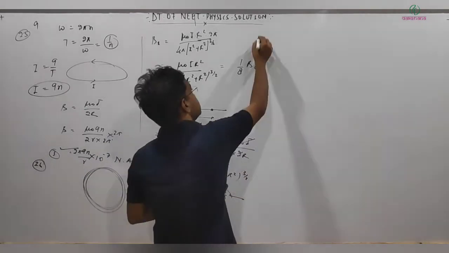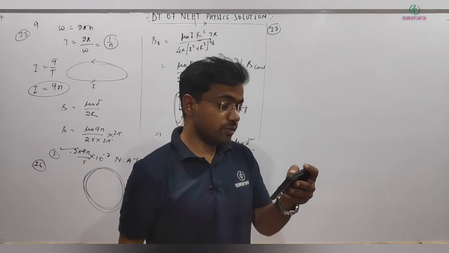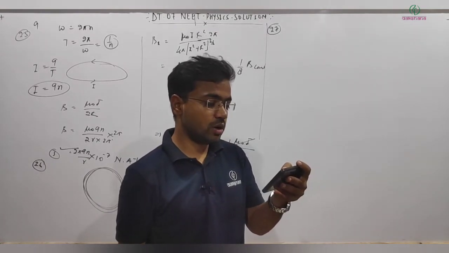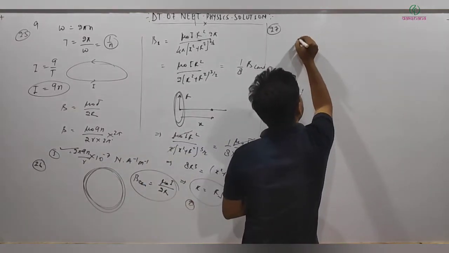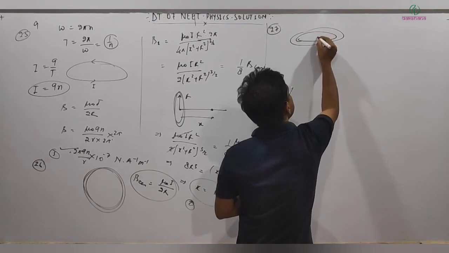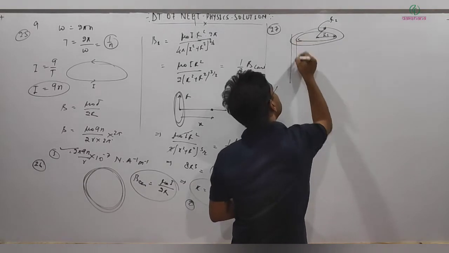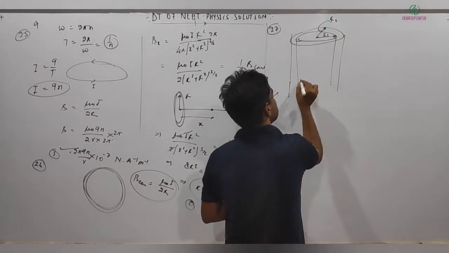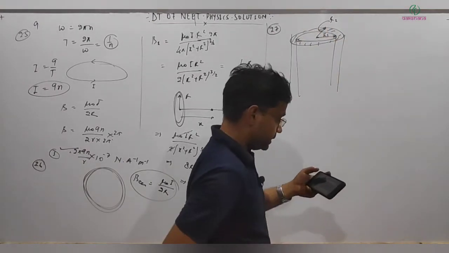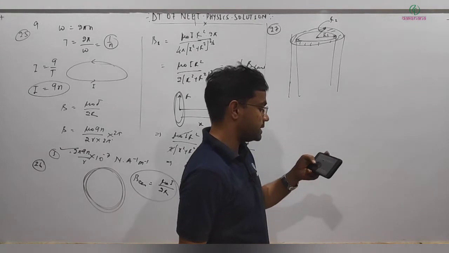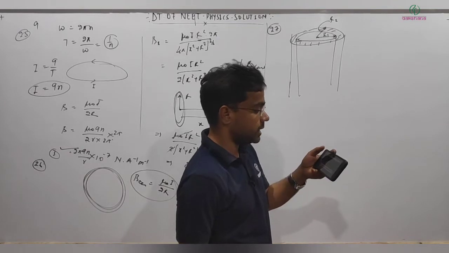Okay, next question number 27. A current I is uniformly distributed over the cross section of the long hollow cylindrical wire of radius R1. Okay, so we have a hollow cylindrical wire like this, inner radius R1, outer radius R2, and current is uniformly distributed over this cross section here. Magnetic field B varies with the distance R from the axis of the cylinder.